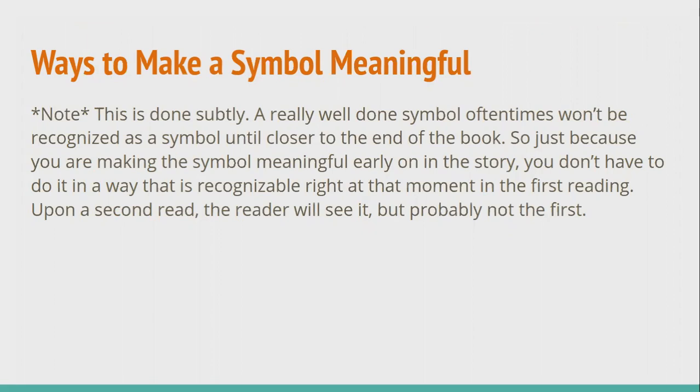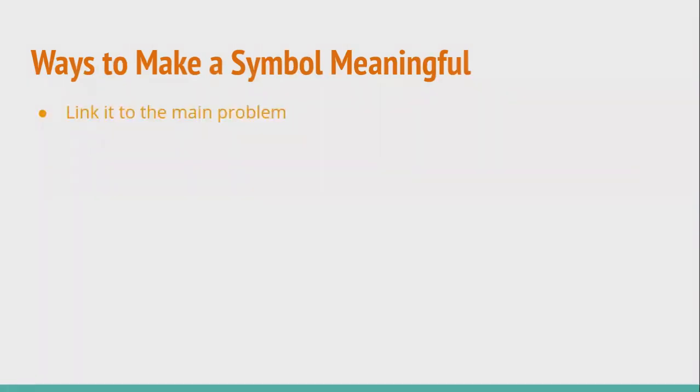Upon second read, you want your reader to recognize that this is a symbol, but on the first read through, you don't want them to be banged over the head with it, if that makes sense. So, ways to make a symbol meaningful. If you go back and read that bit from Where the Watermelons Grow, Cindy links heat to the main problem of the book, and that's a way to make the symbol meaningful.